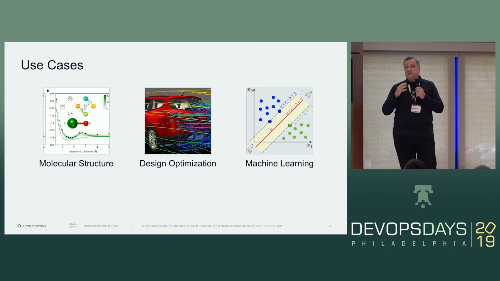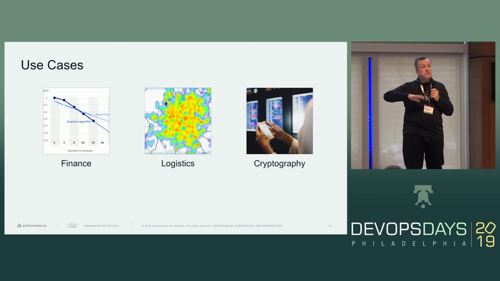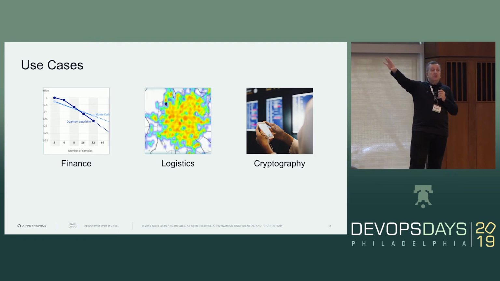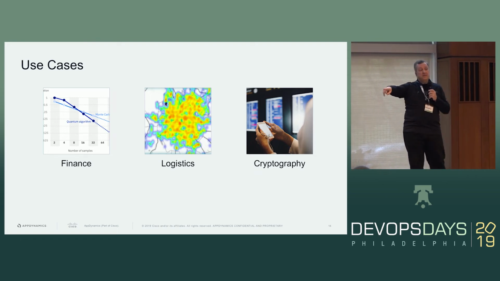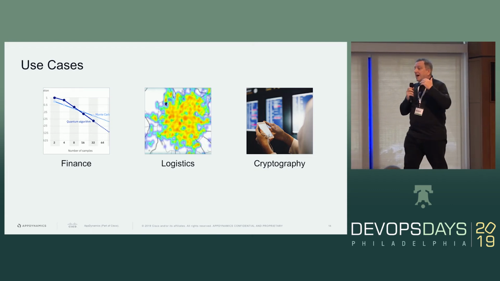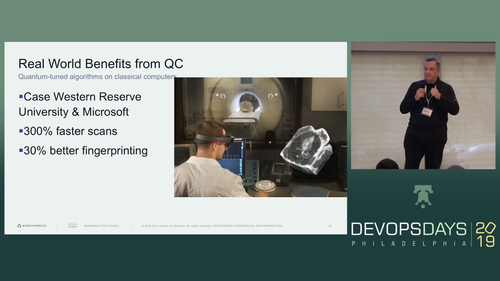Industries that are looking at this: pharmaceutical companies are looking at it for molecular structure. Volkswagen has a heavy investment in flow mechanics. They also have a heavy investment in logistics. Most of the major finance companies in New York City are investing in quantum computing because they see it improving on their algorithms. Cisco, our parent company, is investing on the cryptography side.